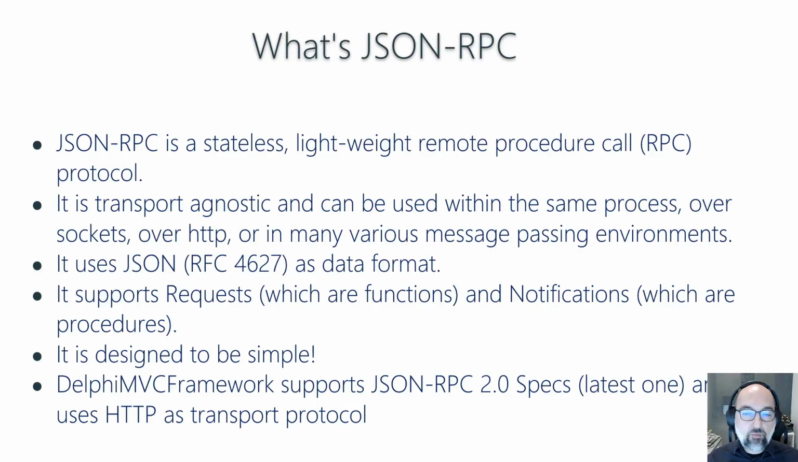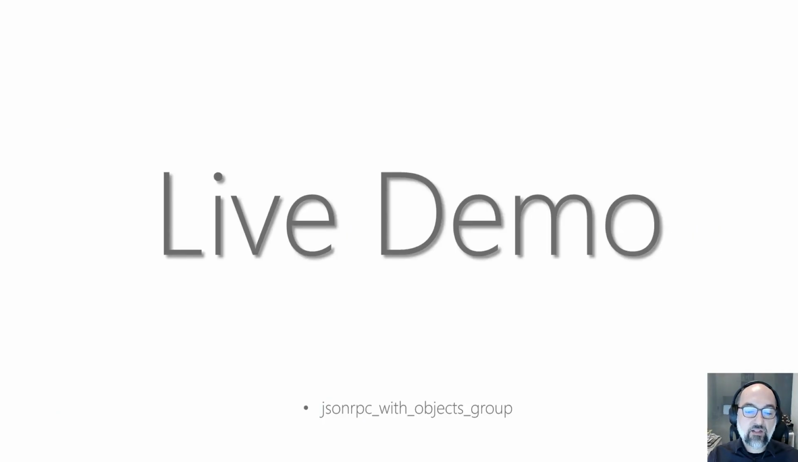It can be used really within the same process. It uses JSON as data format and supports two kinds of message. Requests, which are more or less like remote functions, where you expect a result, and notifications, which are more or less like remote procedures where you don't need a result. It is designed to be simple, so it is a perfect match for the DMVC framework. The DMVC framework supports the latest specs from JSON-RPC and uses HTTP as a transport protocol. Let's see a demo.